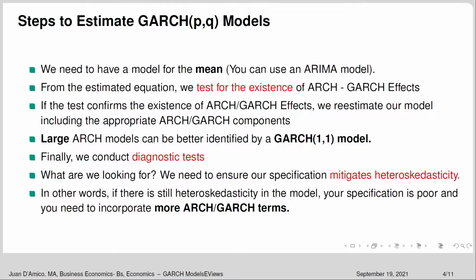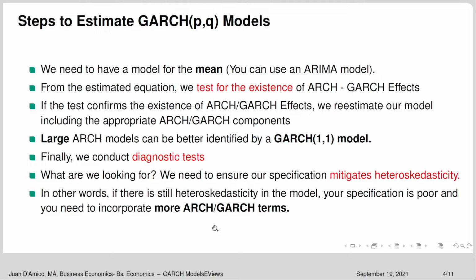So what are we looking for? Well, we need to ensure that our specification mitigates heteroskedasticity. Recall that the reason why we are including these ARCH and GARCH effects is to mitigate our variance that is changing over time. So in other words, if there is still heteroskedasticity in the model, your specification is poor and you need to incorporate more ARCH-GARCH terms.